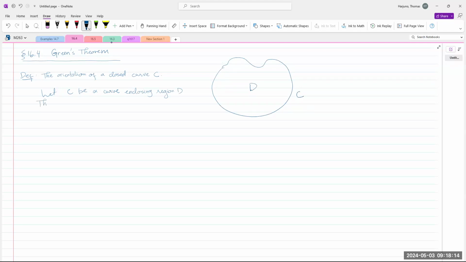Now, the orientation of that curve C is positive if the traversal along C has region D on its left. Maybe I say left-hand side.